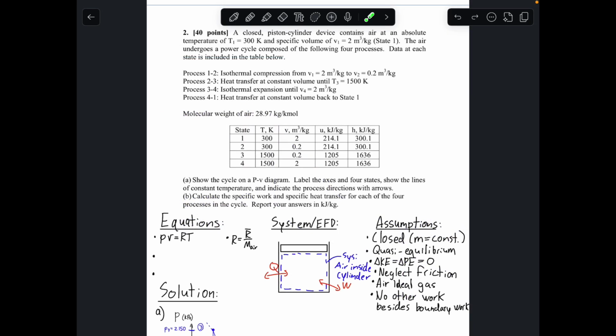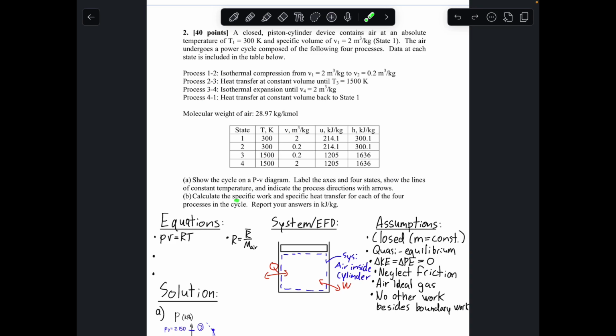Okay, for part B, they want us to calculate the specific work and specific heat transfer for each of the 4 processes in the cycle and report our answer in kilojoules per kilogram. So we're going to end up with 8 total answers, and it's going to be a bit of a longer problem. But how are we going to tackle this?